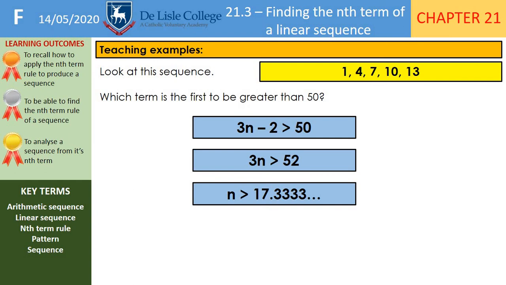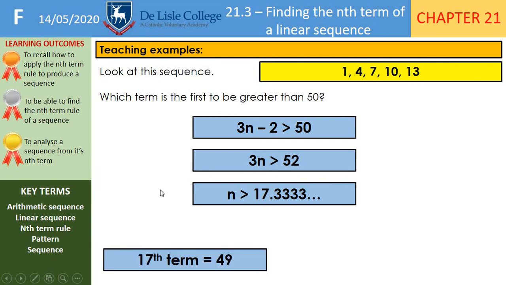So the first term in the sequence to be greater than 50 is the 17.3 recurring term. Well, you don't have a 17.333 term. You have a 17th term and an 18th term. So let's have a look. If we found the 17th term, so we substituted 17 in here, 3 times 17 subtract 2, you'd get 49. Well, that's not greater than 50. We're asked which term is greater than 50.